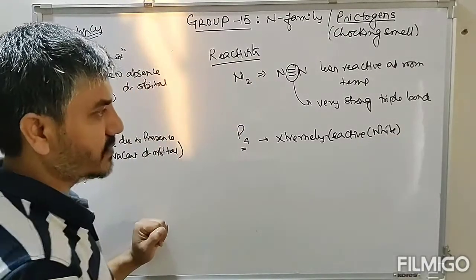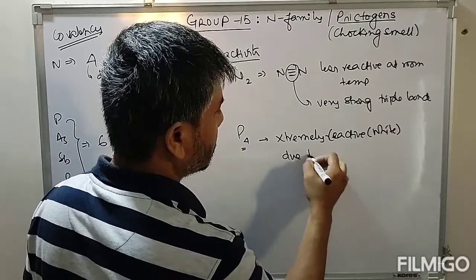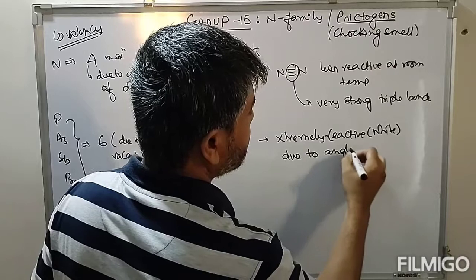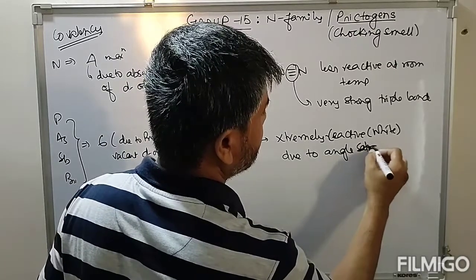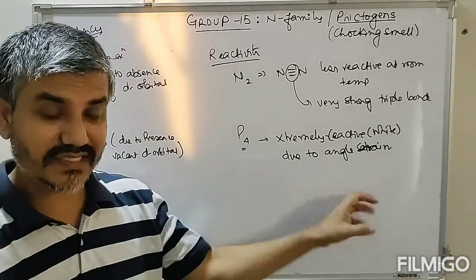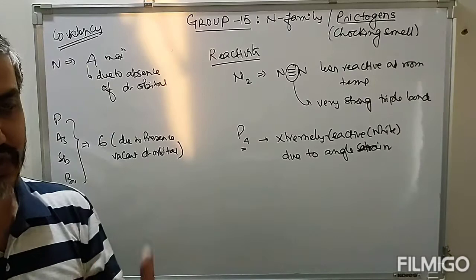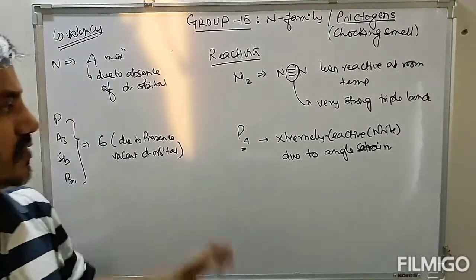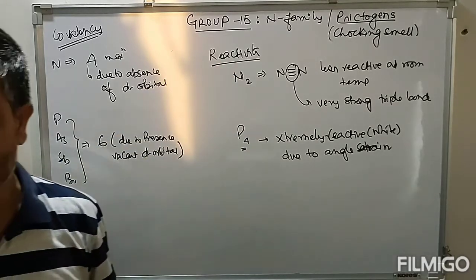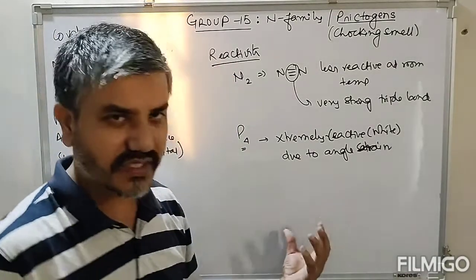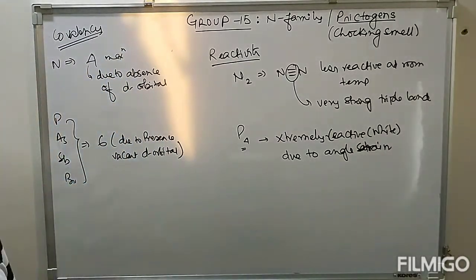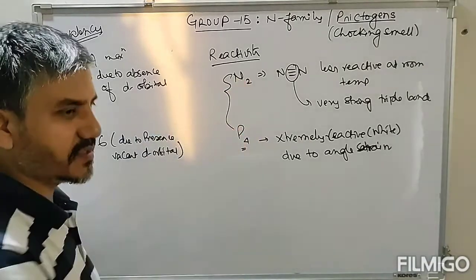So white phosphorus is extremely reactive due to large angle strain. I've just shown you the structure. It exists as a tetrahedron with a bond angle of 60 degrees, so there is a large angle strain. Given any chance, it will try to remove the angle strain. So P4 is reactive, whereas the rest of the elements are again less reactive at normal temperature. They react at elevated temperatures with oxygen. So this is the reactivity of these elements.